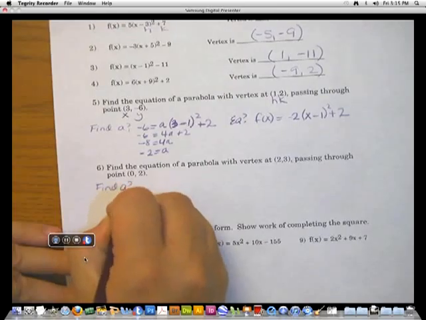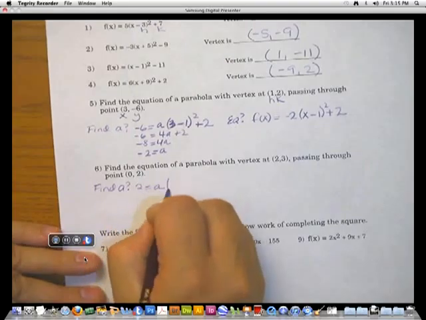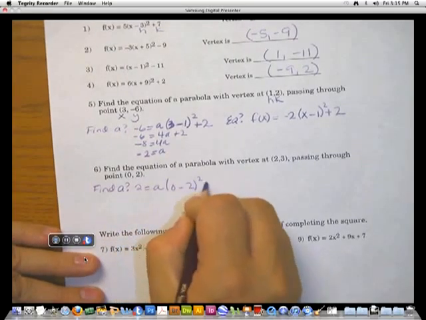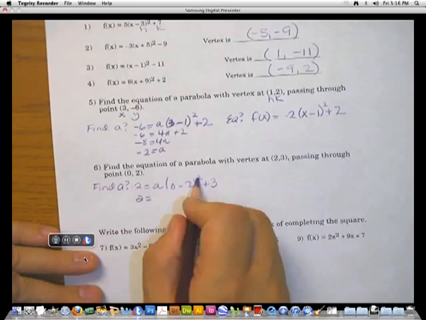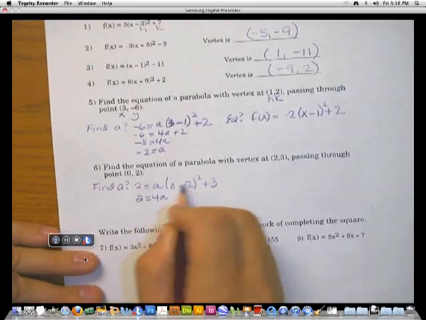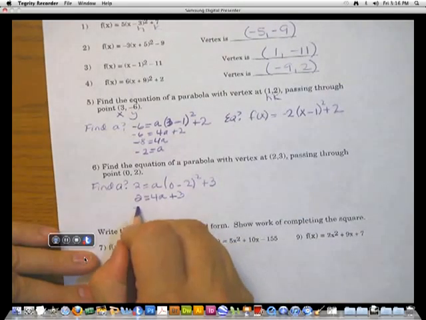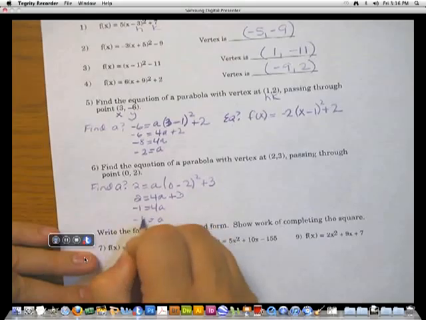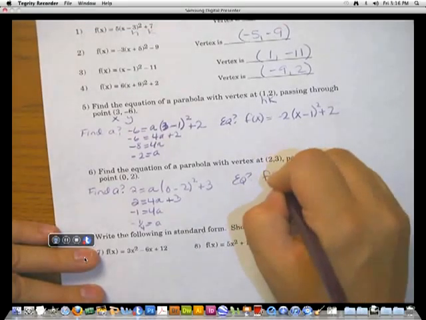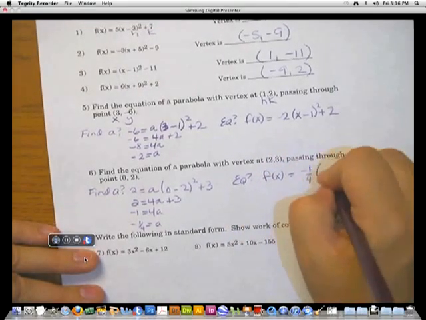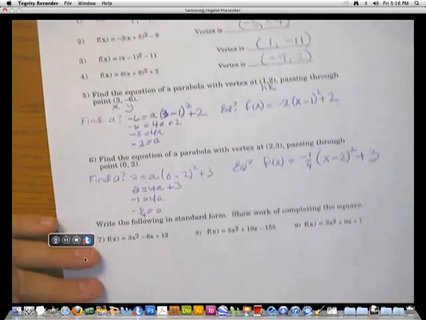All right, we're going to find a by going y equals a(x - h)^2 + k. Do some arithmetic here. We get 4 squared, or 2 and then squared is 4. We're going to move the 3. So a is negative 1/4. So what is the equation? It's f(x) equals a(x - h)^2 + k, is what you should have got when you worked it out.